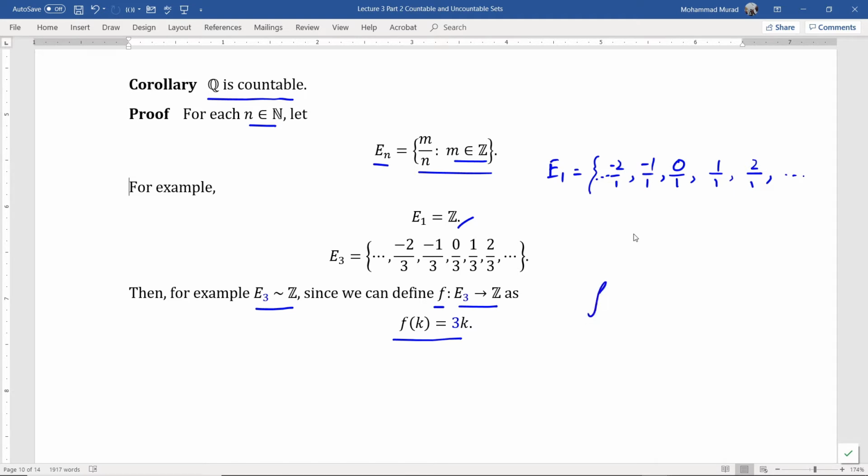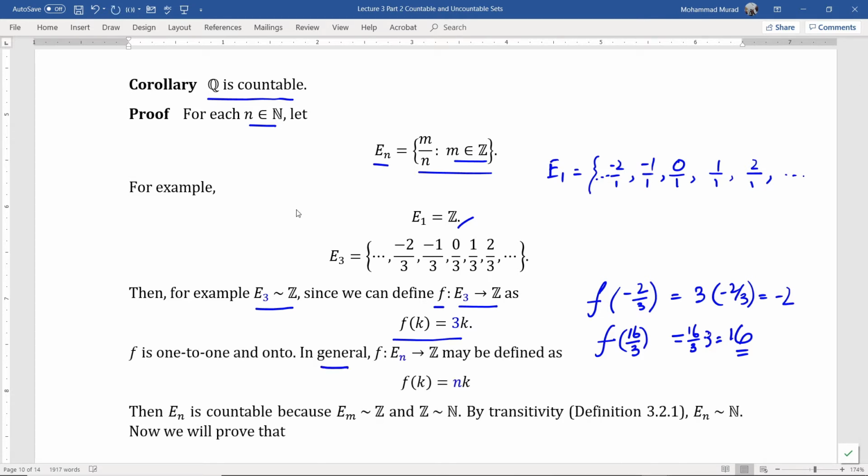For example, F of negative 2/3 would give you 3 times negative 2/3, which gives you negative 2. It gives an integer. For example, suppose we want to have an output 16. We must take the element 16 over 3 in the set such that 16 over 3 times 3 equals 16. So this is a one-to-one and onto map. It can be easily verified.